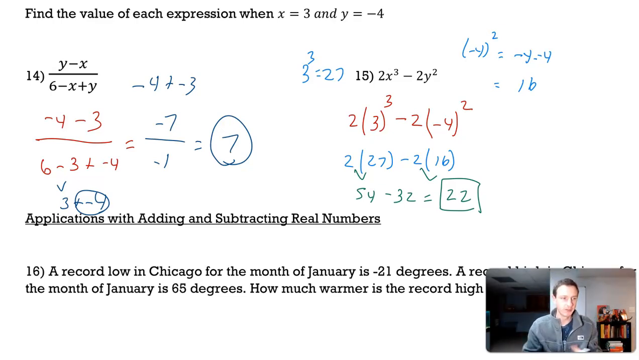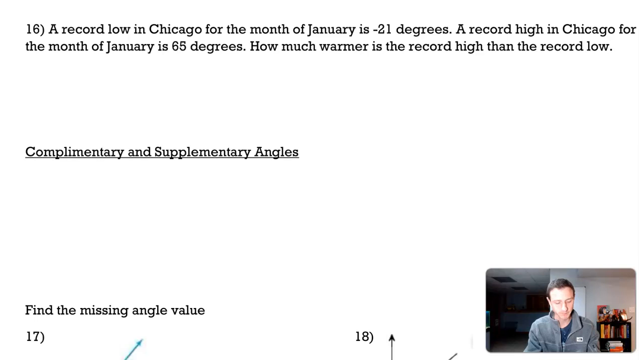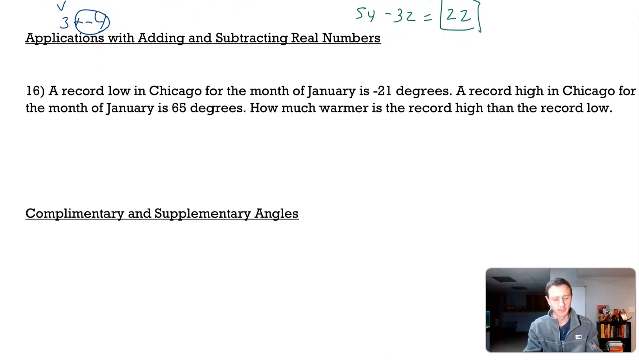Evaluating expressions there. Just making sure you're doing the correct order, using order of operations, and then the subtraction part. A couple applications with subtracting real numbers, adding and subtracting real numbers. This first application says, a record low in Chicago for the month of January is negative 21 degrees. A record high in Chicago for the month of January is 65 degrees. How much warmer is the record high than the record low?